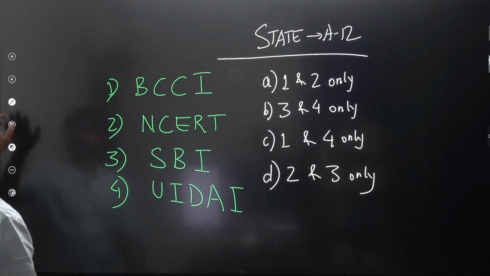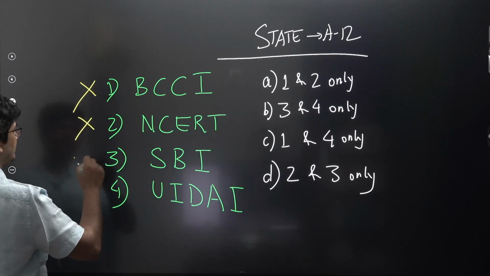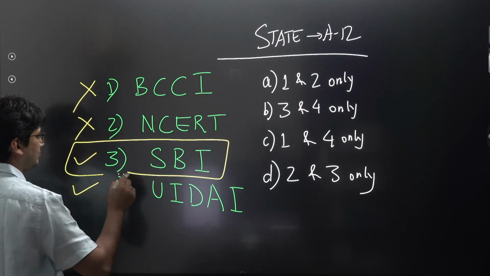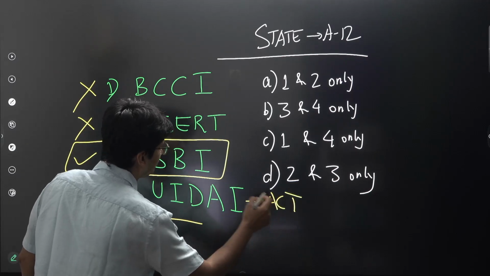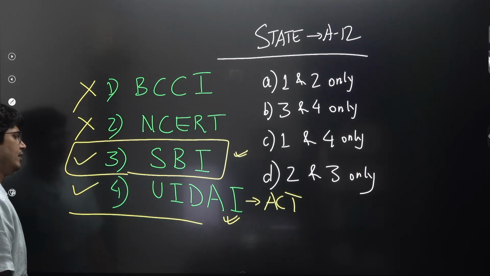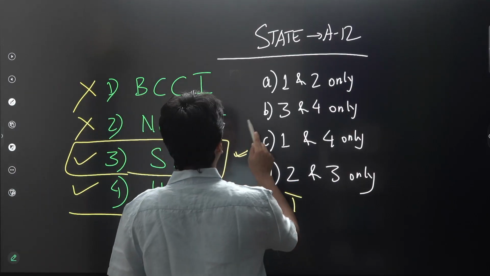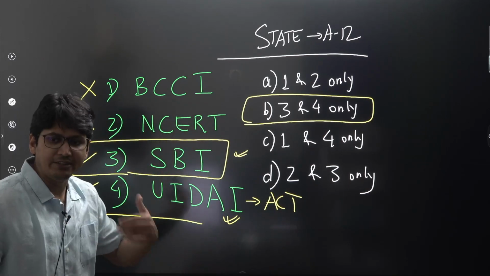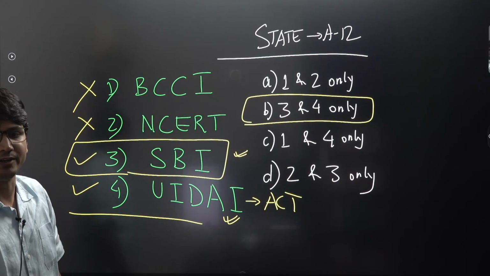Okay, quickly. This is not state, this is not state, this is a state, this is a state. This is constituted under the Banking Regulation Act. This is constituted under the UIDAI Act. Hence, both are constituted under respective legislation of Parliament. Hence, a state. So the correct answer is 3 and 4 because 1 and 2 are not state. Let's understand why 1 and 2 are not correct as state.